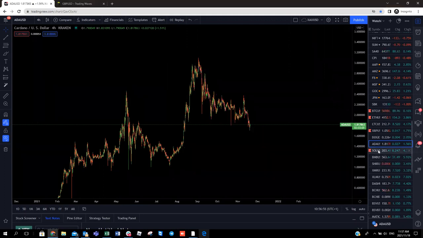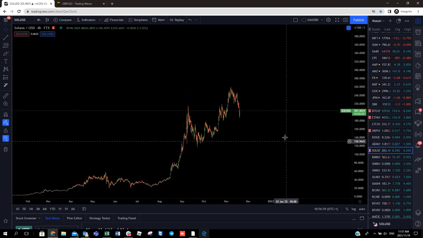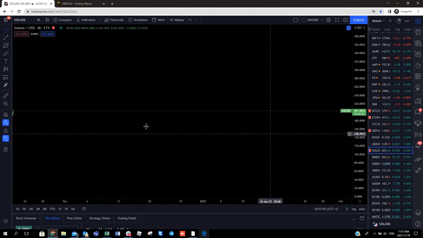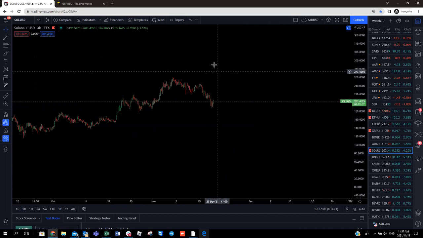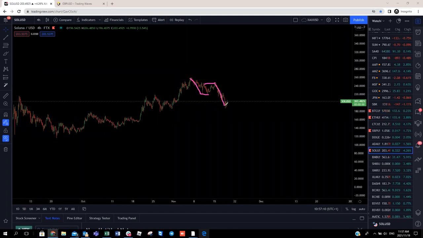And Solana. Solana is pretty interesting because we may be resuming a move to the upside here. While the rest of the cryptos are looking negative, Solana is showing positivity. We've got a 3-wave pullback. We're expecting this one to continue to push to the upside from current levels. So let's wait for that reversal. This is a blue box area. We'll be waiting for that reaction in that area.